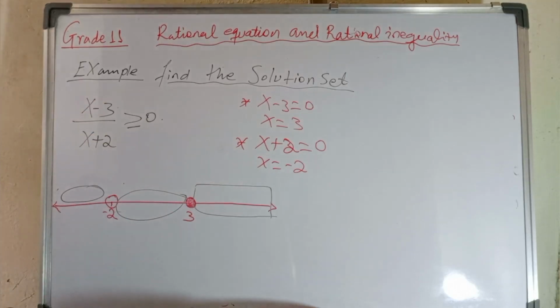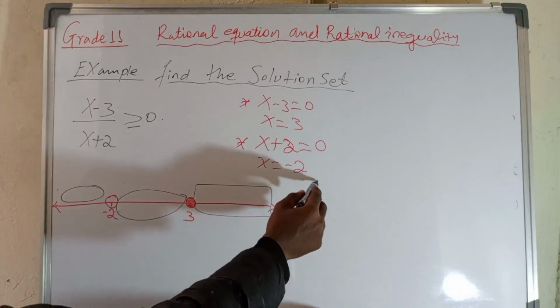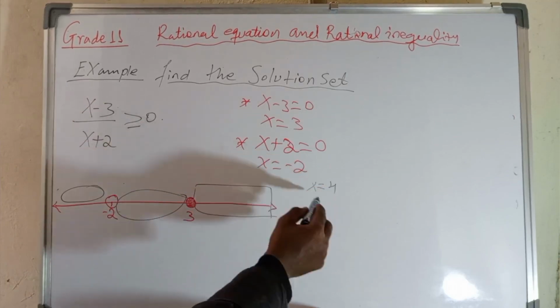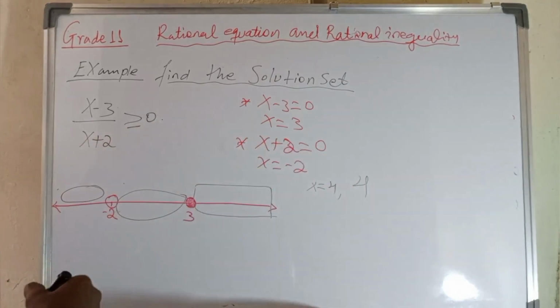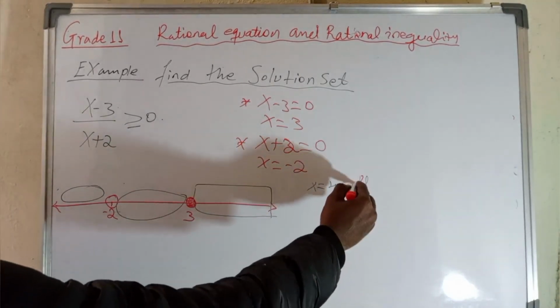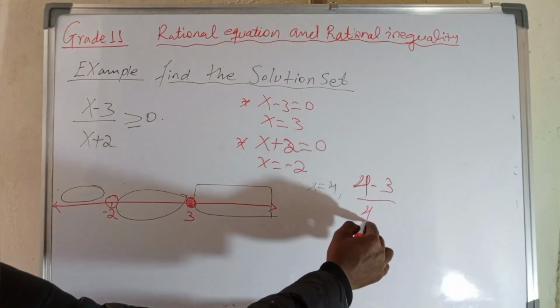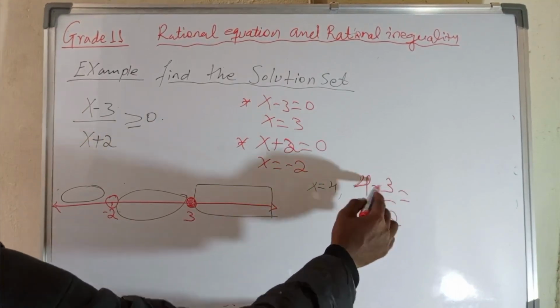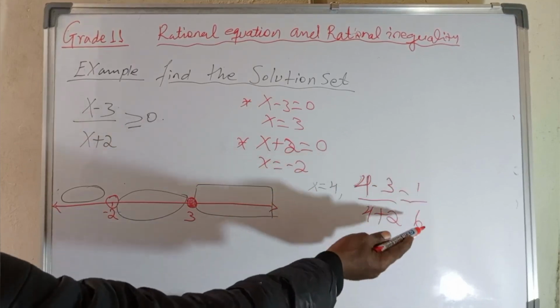Let me plug in 4. If x is equal to 4, we get what? 4 minus 3 over 4 plus 2, 1 over 6. So 1 is positive, 6 is positive.